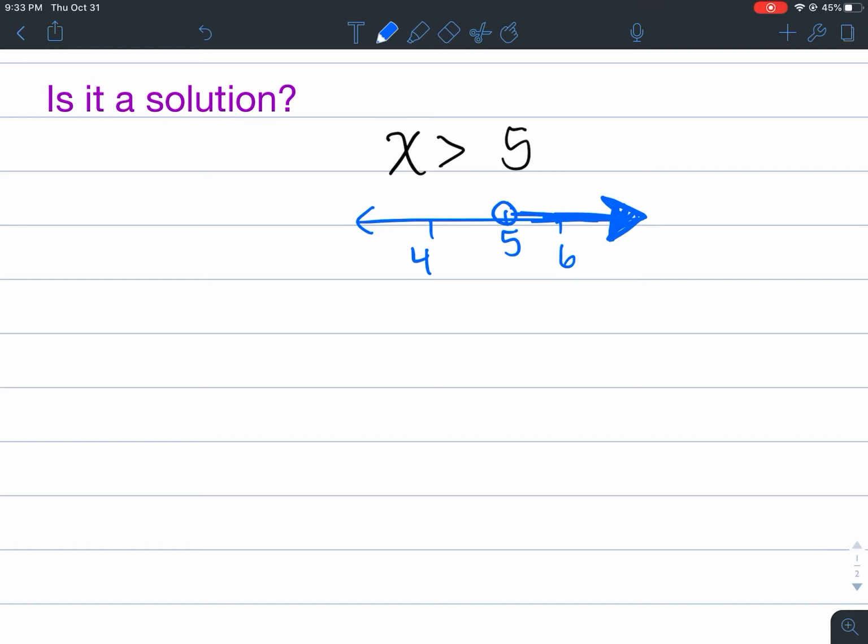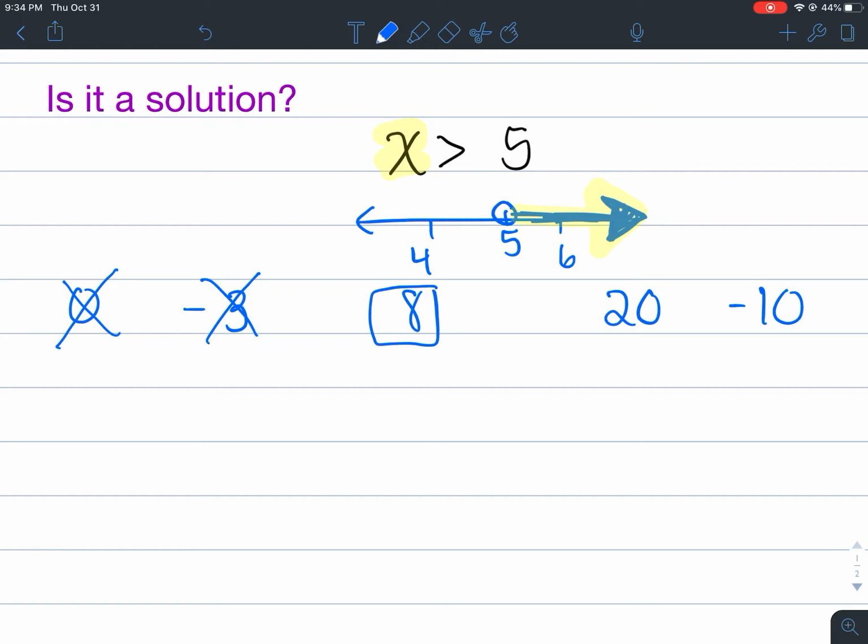So if I gave you a list of numbers like, let's say, -3, 8, 20, -10, 0, and I said, which one of those are solutions? The ones you would pick would be anything that would be on this shaded line, or anything that is greater than 5. So looking at it, you would not pick 0, because 0 is less than 5. You would also not pick -3. I would pick 8. I would also pick 20. You would not pick -10.